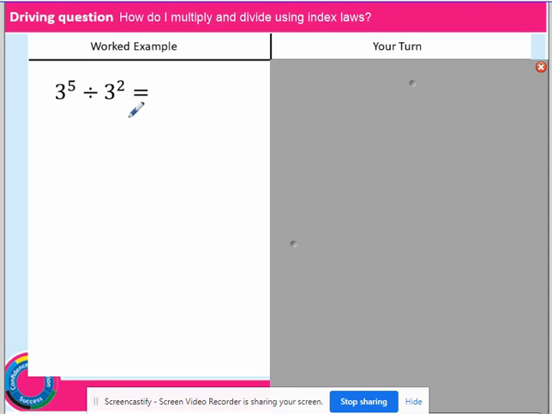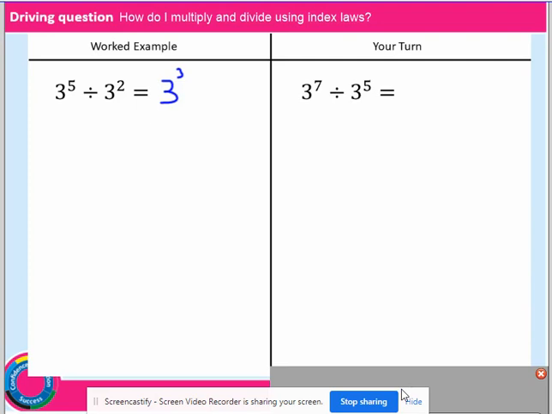Okay, using that rule, 3 to the power of 5 divided by 3 squared is equal to 3 cubed. You have a go at this one. 3 to the power of 7 divided by 3 to the power of 5. 7 minus 5 is 2.